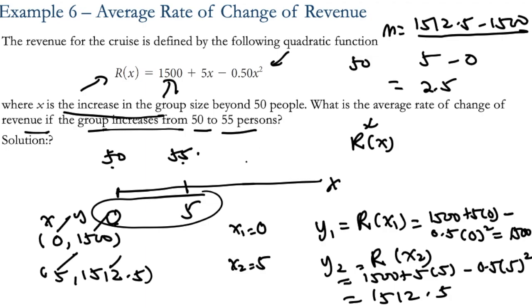So that means if the group size increases by 1, let's say 1 dollar, the revenue will increase by $2.5. How do you know it increases? Because it's a positive sign. Okay, the difference is positive. So this is how we do it.